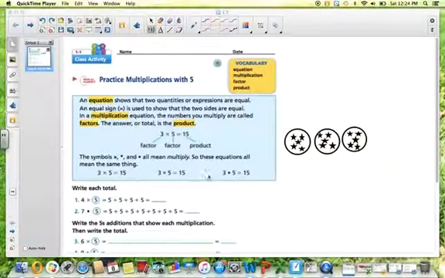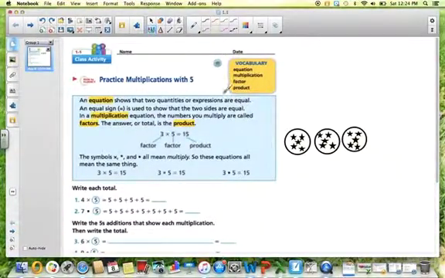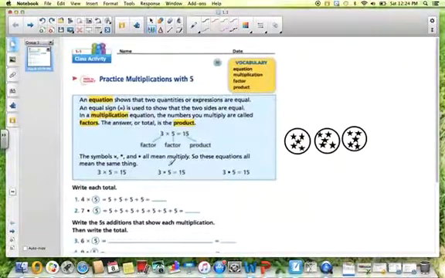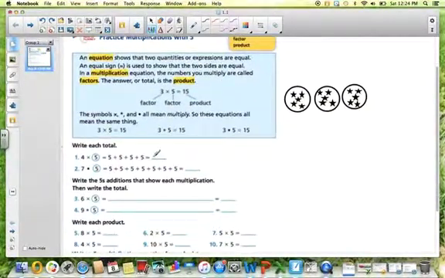Okay, so this says practice multiplications with 5. Up here in the yellow box is some vocabulary terms that would probably be helpful for you to know. And then in this blue box, it has some information that's always useful when you're trying to do the problem. It says, an equation shows that two quantities or expressions are equal. An equal sign is used to show that the two sides are equal. In a multiplication equation, the numbers you multiply are called factors. The answer, or total, is the product.